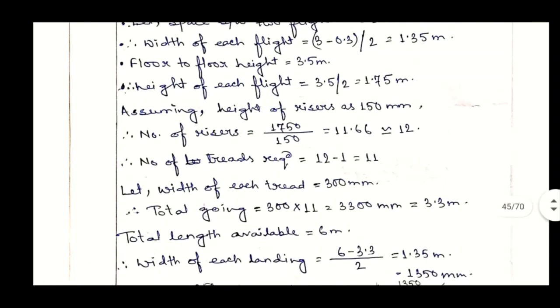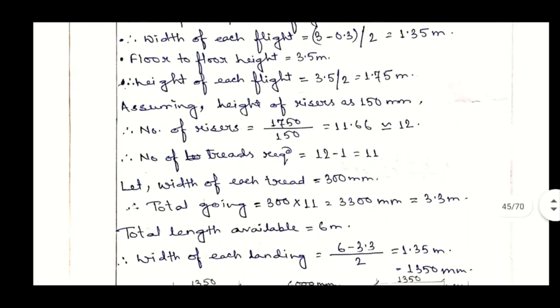Look, now total length available as per the question is 6 meter, right? Now the width of each landing is definitely 6, that is the overall length, minus 3.3, the going. So the available space is divided equally into two sides of the running, that is equal to 1.35 meter or 1350 mm.